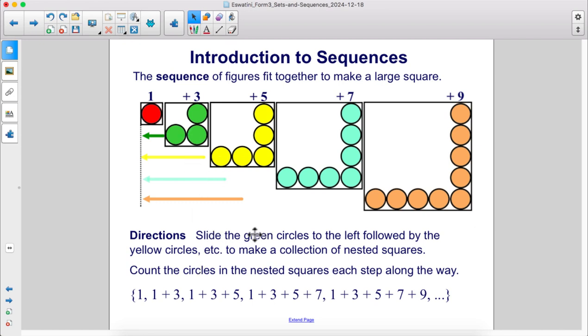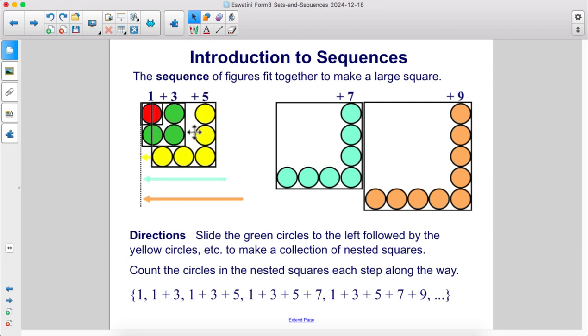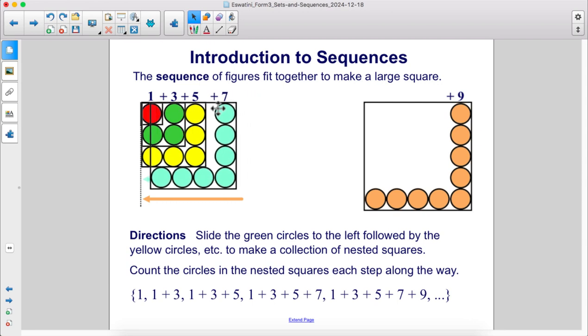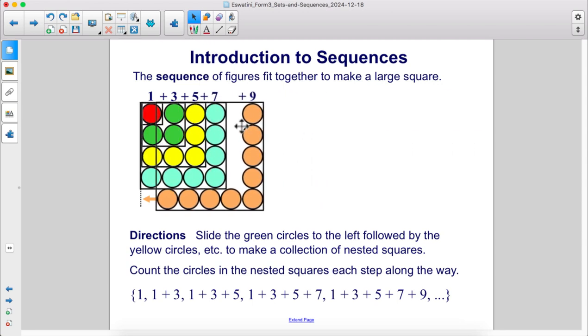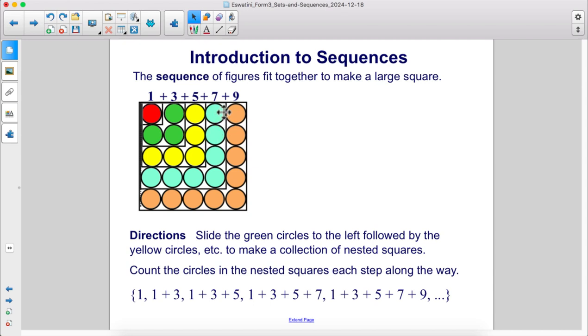Slide the green circles to the left, like this. Count the circles in the nested squares each step along the way. So we start with 1, then we have 1 plus 3. Then we have 1 plus 3 plus 5. Then we have 1 plus 3 plus 5 plus 7. And finally, 1 plus 3 plus 5 plus 7 plus 9.